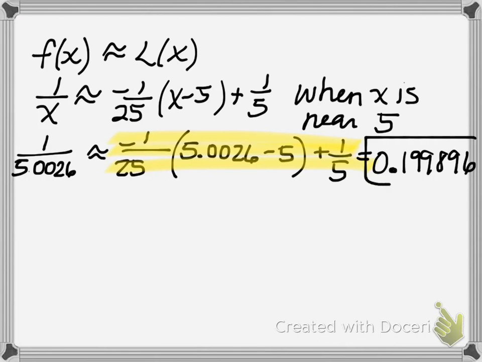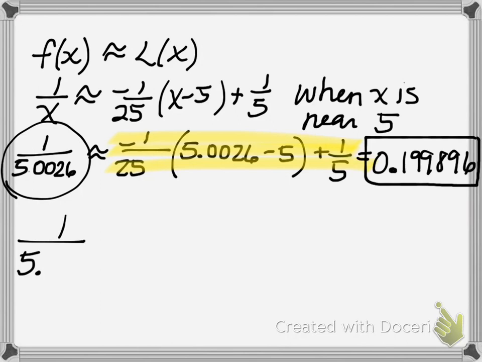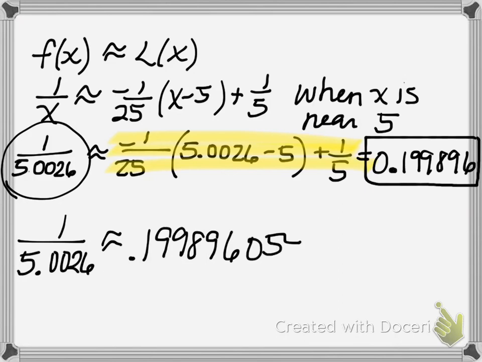So this value, 0.199896, is our estimate for 1 divided by 5.0026 using our tangent line. And just as a side note, if you wanted to get out your calculator right now and actually test this out and actually type in 1 divided by 5.0026, you'd see that that will equal about 0.1998960541 is what my calculator is spitting out to me.